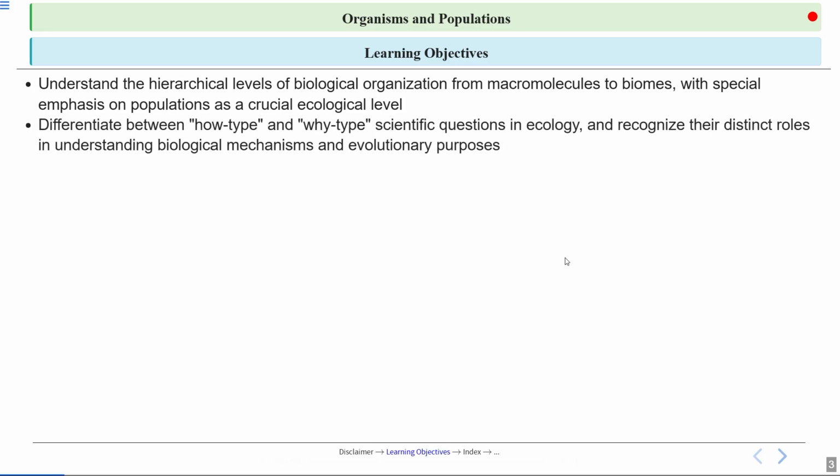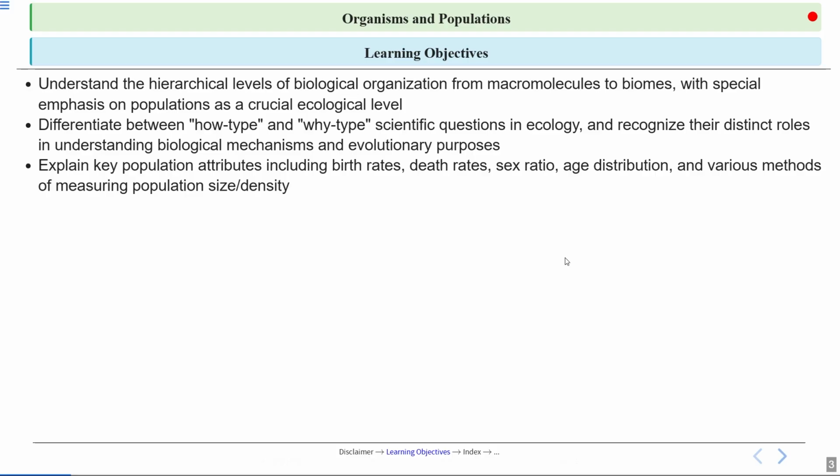Then we will differentiate between how-type and why-type scientific questions. There are two questions that should come into your mind whenever you see any object. First is how-type and second is why-type. So we'll discuss this. We'll also recognize their distinct roles in understanding biological mechanisms and evolutionary purposes.